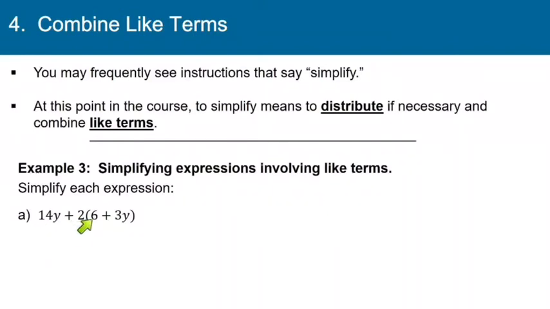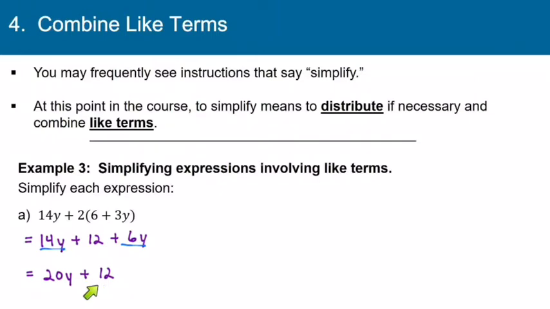So for us, that means to get rid of these parentheses by distributing the 2, and then we will see if there are any like terms we can combine. So we'll have here 14y plus 2 times each of these terms. 2 times 6 is going to be 12, and 2 times 3y is going to be 6y. Okay, now I have 3 terms here, and 2 of them are like terms. I have 14y and 6y. So combining the coefficients, 14 plus 6 is 20. That gives us 20y plus 12.